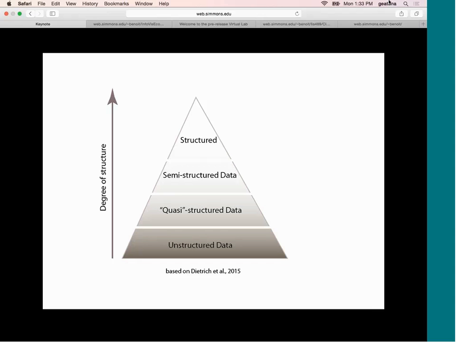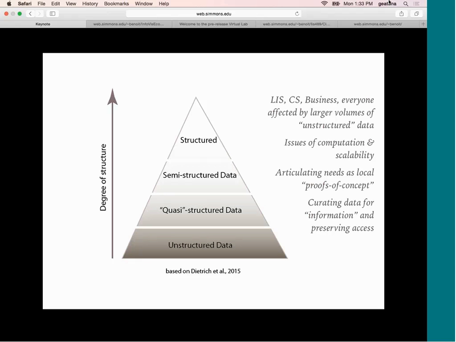Therefore, to conclude this slide, these people here will be affected by larger volumes of unstructured data. This is what leads to the idea of big data. Data has some ethical issues with big data. That's another conversation. This is the issue of concentration and scalability. The ability is probably going to go up.